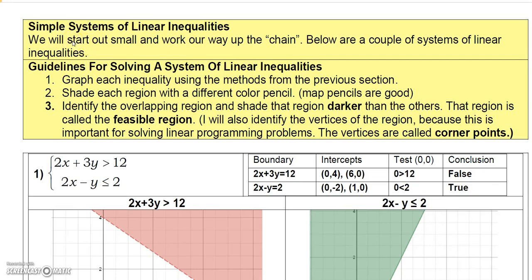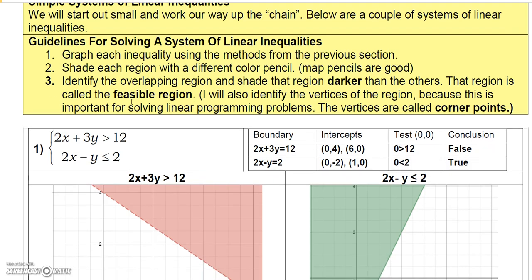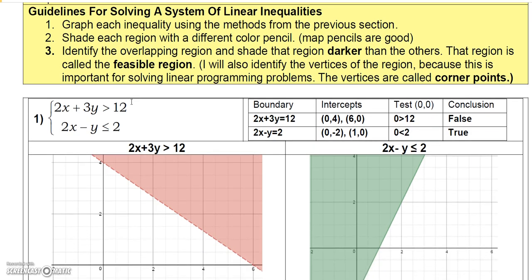Okay, we'll start out with some simple systems of linear inequalities and then kind of work our way up. Basically, when you want to graph a system of linear inequalities, you want to graph each inequality using the methods from the previous section and then shade each region with a different color or a different type of shading. And then we want to look for the overlap. So the overlap region is going to be the solution to the system of inequalities.